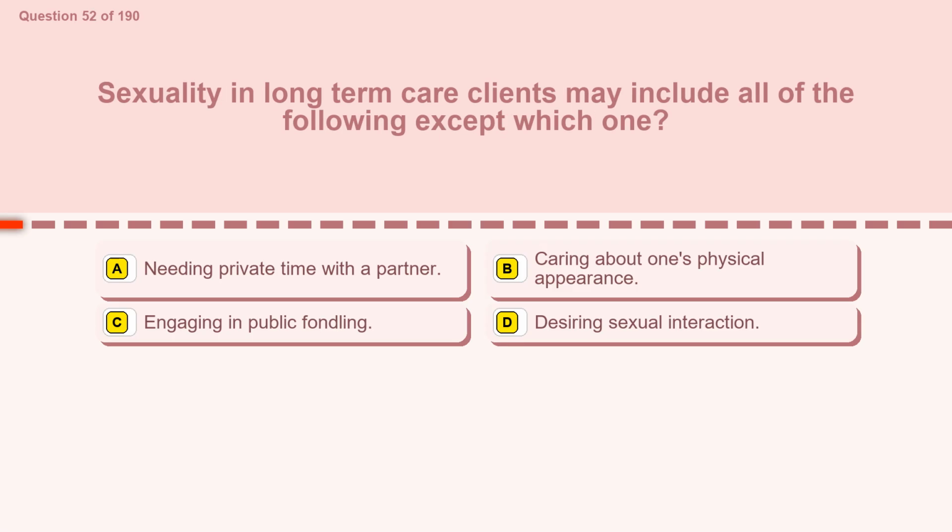Question 52. Sexuality in long-term care clients may include all of the following except which one? Option A, needing private time with a partner. Option B, caring about one's physical appearance. Option C, engaging in public fondling. Option D, desiring sexual interaction.